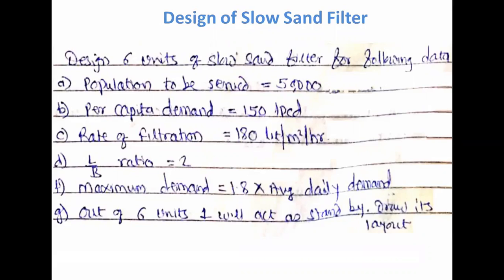Next, L by B ratio, that is length to breadth ratio, is equal to 2. What does it mean? If the breadth is equal to 1 meter, then length will be equal to 2 meter. This is the ratio given. Maximum demand is equal to 1.8 into average daily demand.